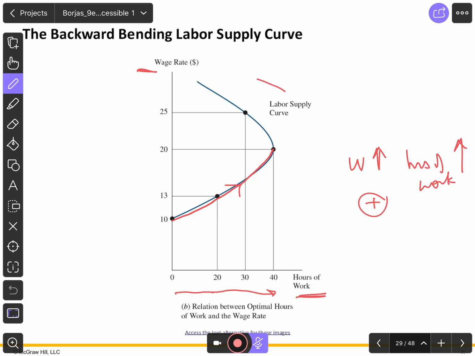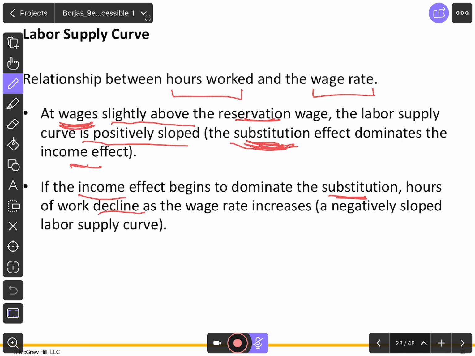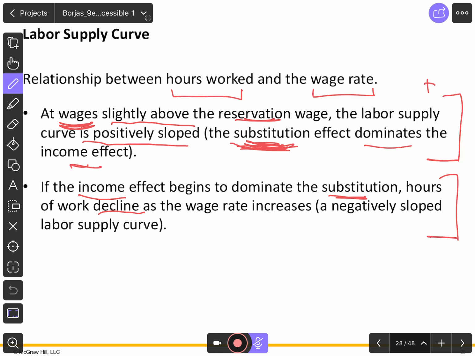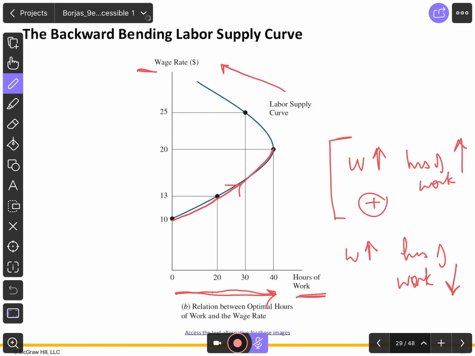However, we have another part which is negative. Again, wage rate is still going up, but hours of work is decreasing now. So the first part, in which wage rate increases and hours of work increases, is the positive sloped part, and it means that your substitution effect dominates the income effect. In other words, you are substituting leisure for the additional income that you are getting, working more hours. And the second part is the negative sloped part. This is when the income effect dominates the substitution effect. So you are actually buying more leisure as income increases.